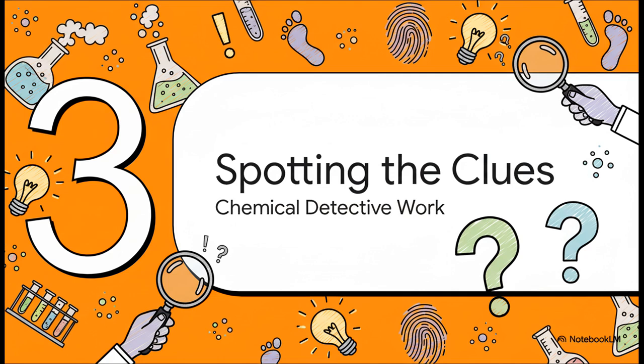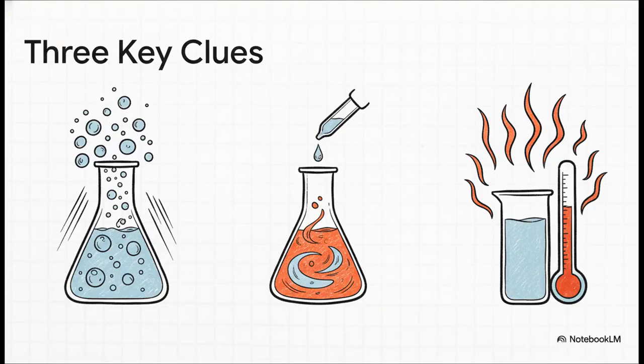But how can we be sure? How can we be chemical detectives and find the proof? Well, you're going to want to look for these three main clues. Are you seeing bubbles where there weren't any before? Is there a color change that you know isn't just from mixing two colors together? Or maybe there's a really big temperature shift, something gets super hot or icy cold all of a sudden. Those are your telltale signs.